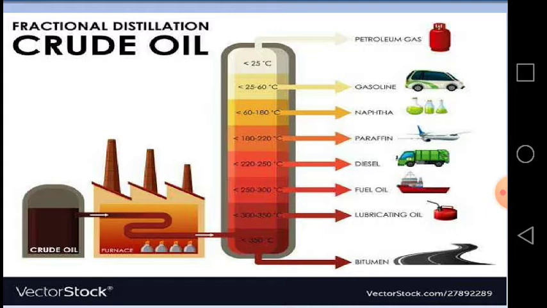The major fractions obtained from the fractional distillation at atmospheric pressure are refinery gas and liquid petroleum gas (LPG), naphtha, kerosene, gas oil, and heavy gas oil.